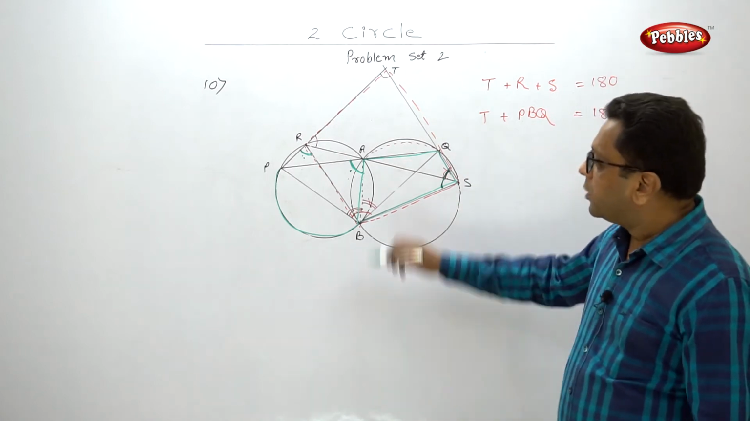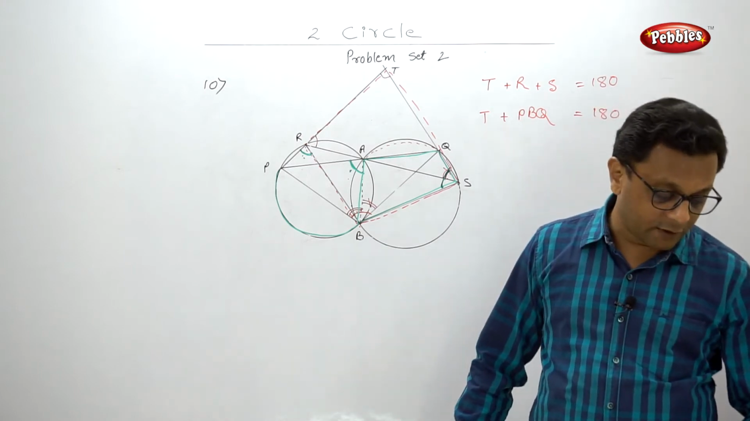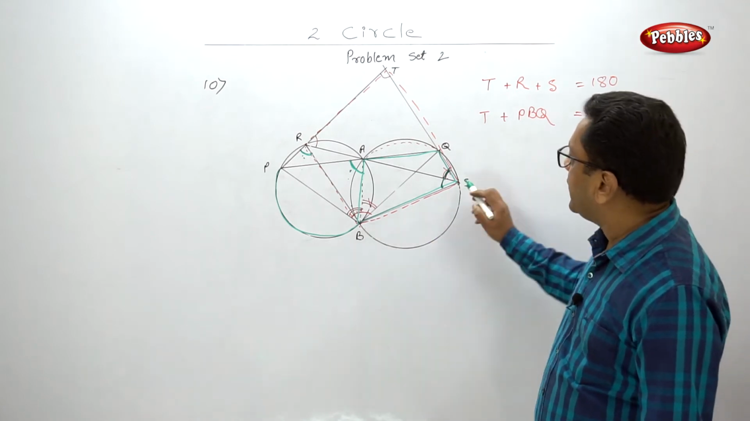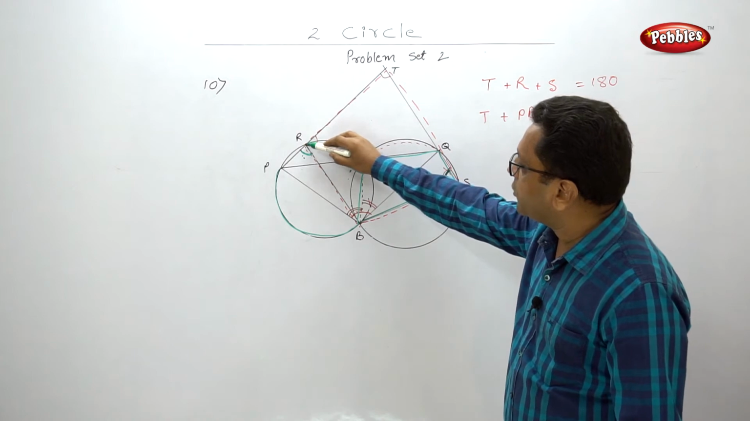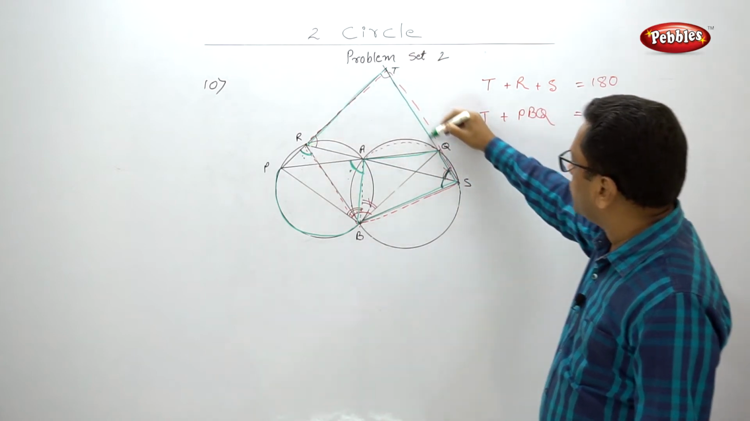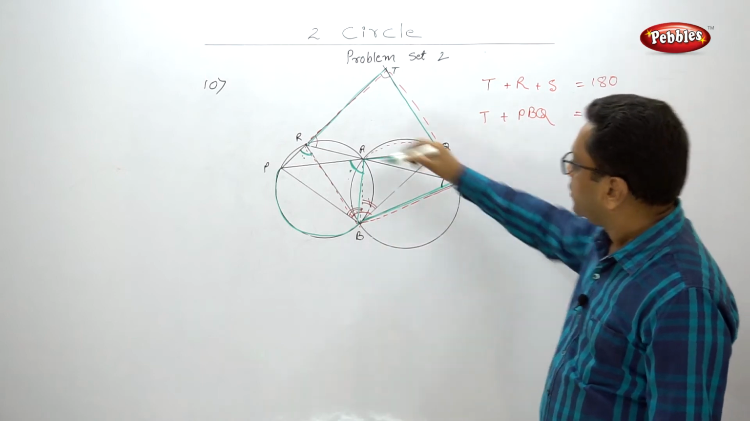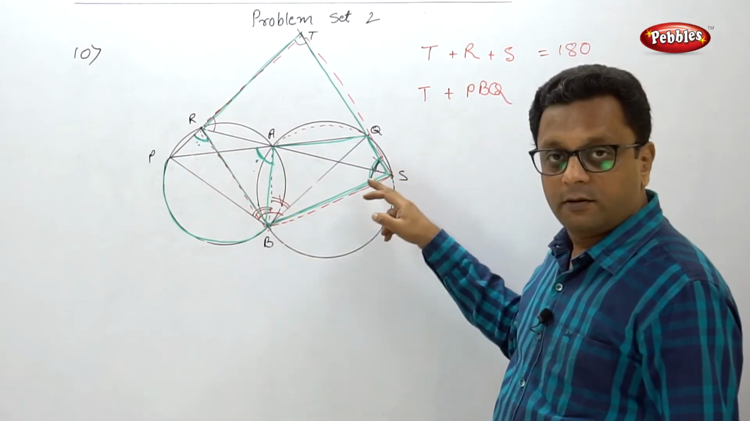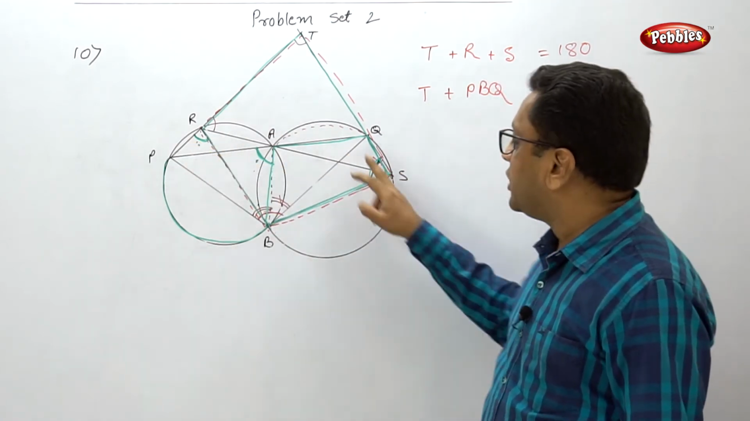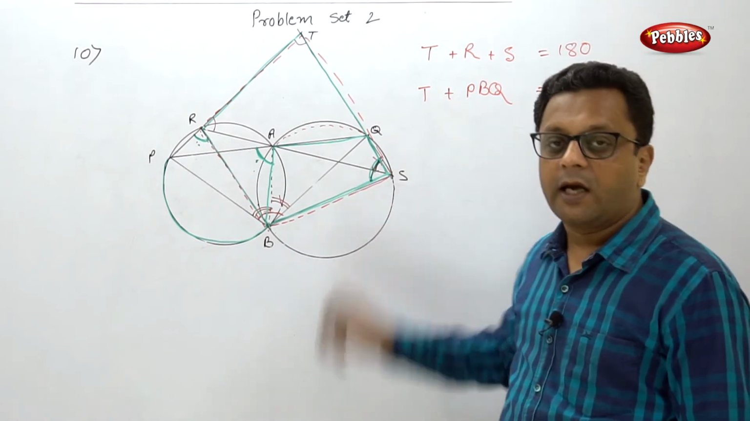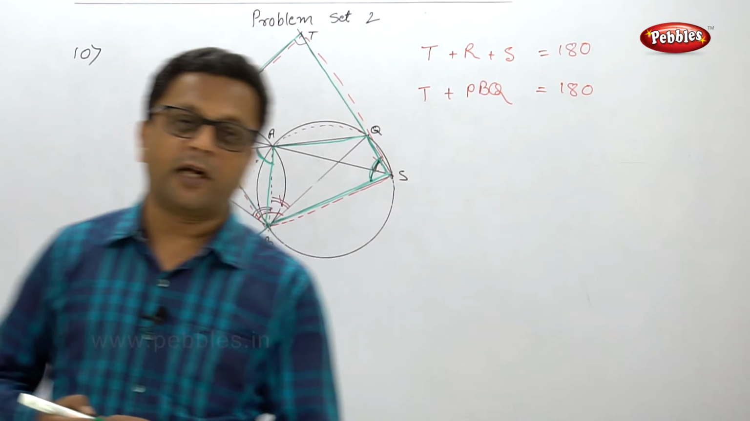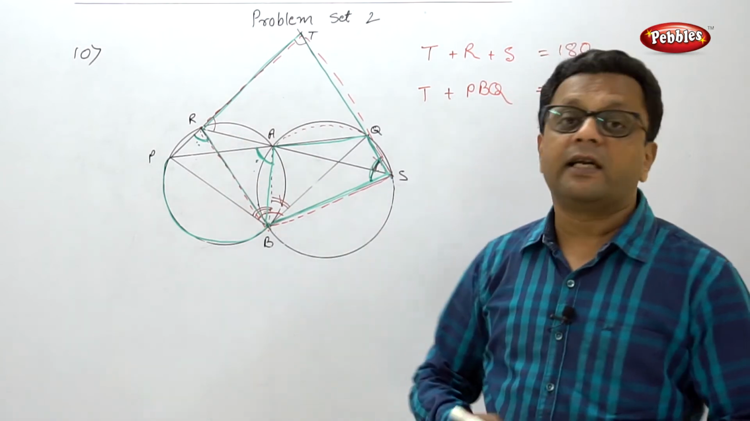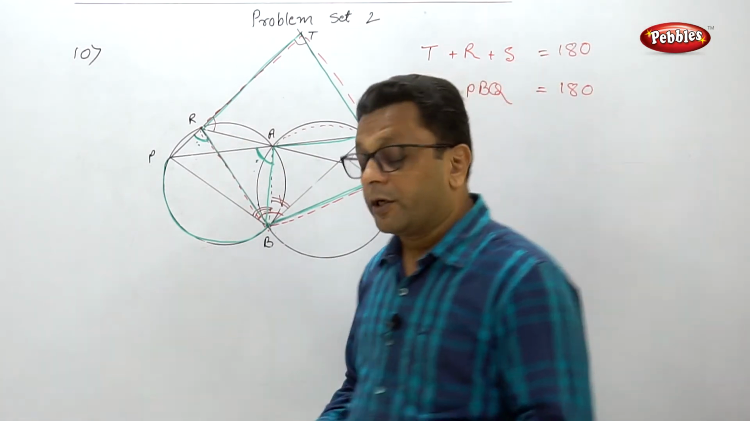Now look at what we have to prove. We have to prove that BSTR is a cyclic quadrilateral. Now in this quadrilateral, this exterior angle is equal to the remote interior angle, and so by the converse of the cyclic quadrilateral theorem we can say that this quadrilateral is a cyclic quadrilateral. So it is proved again.